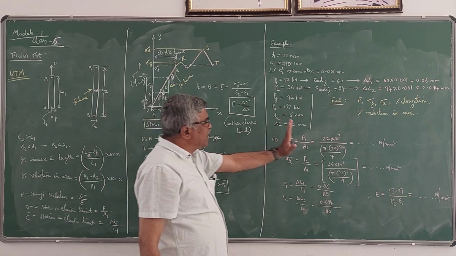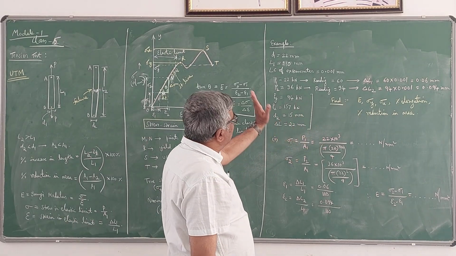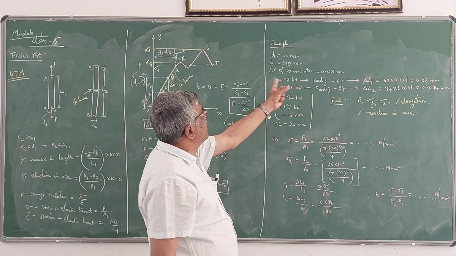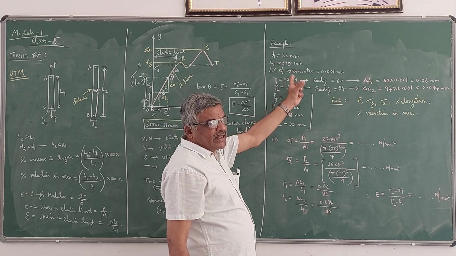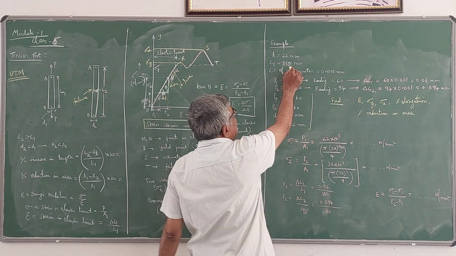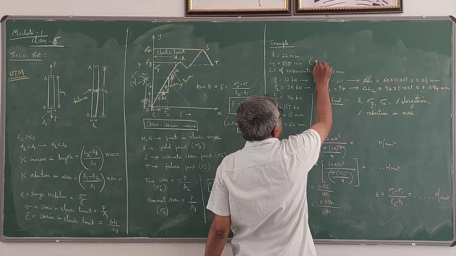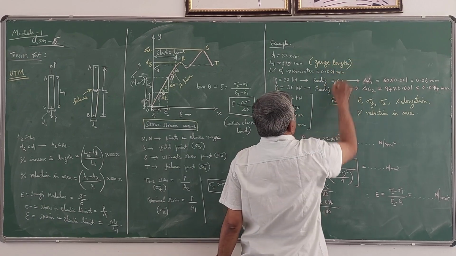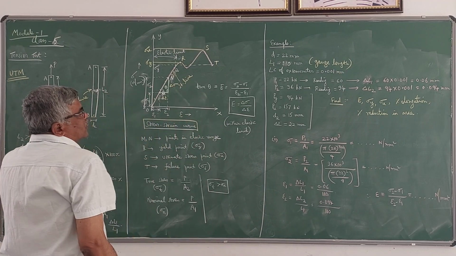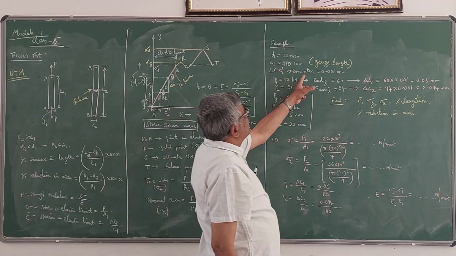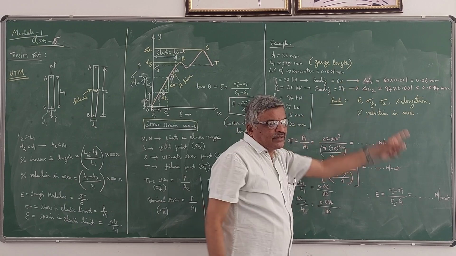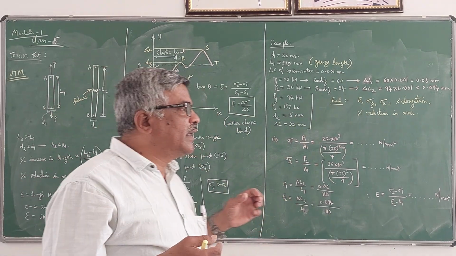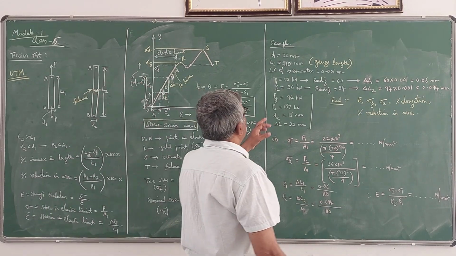Now I have taken a problem here, so you can understand this concept. In this example, the initial diameter of the specimen is 22 mm and the initial length, which you can call the gauge length, is 110 mm. A and B are called gauge points here. The least count of the extensometer is 0.001 millimeter. That means using that extensometer you can measure a minimum dimension of 0.001 mm.